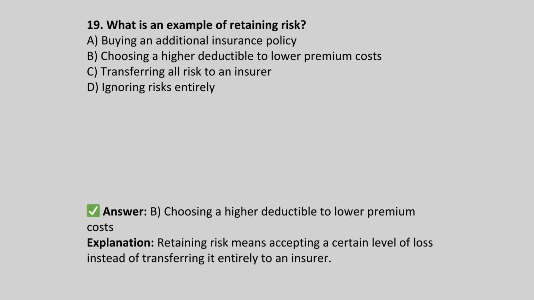What is an example of retaining risk? A. Buying an additional insurance policy. B. Choosing a higher deductible to lower premium costs. C. Transferring all risk to an insurer. D. Ignoring risks entirely. Answer: B. Choosing a higher deductible to lower premium costs. Explanation: Retaining risk means accepting a certain level of loss instead of transferring it entirely to an insurer.